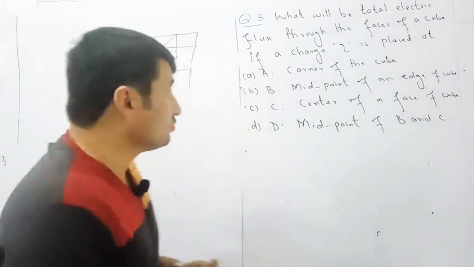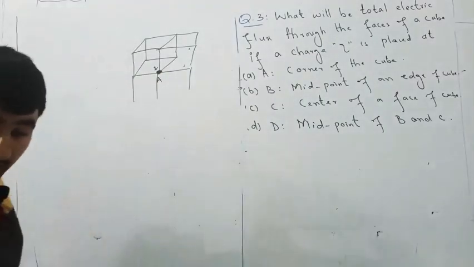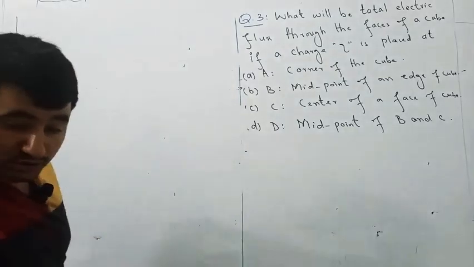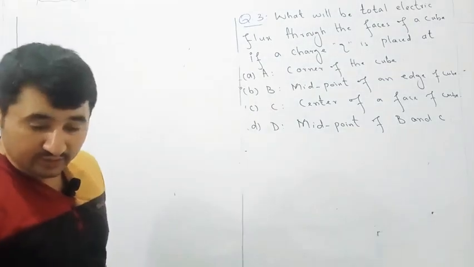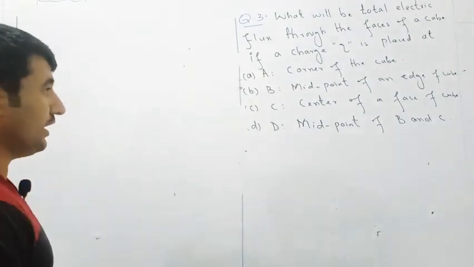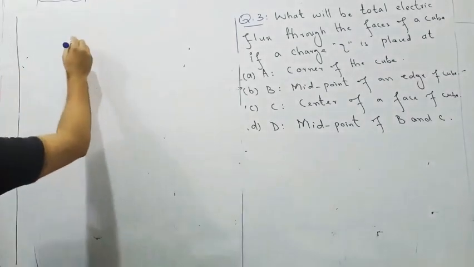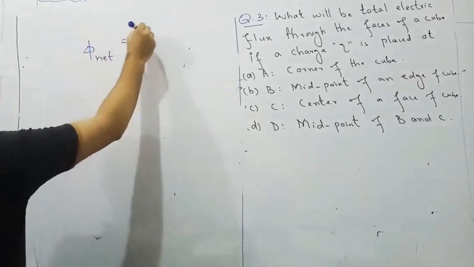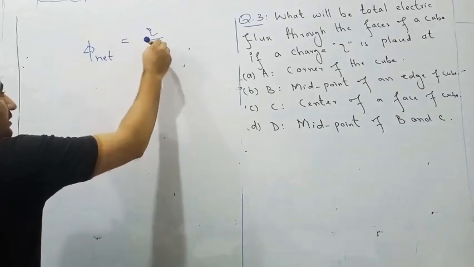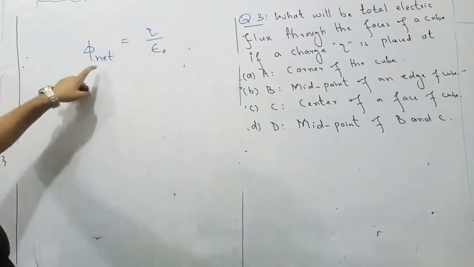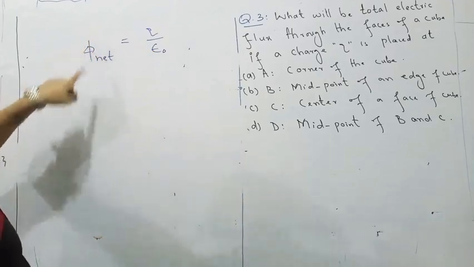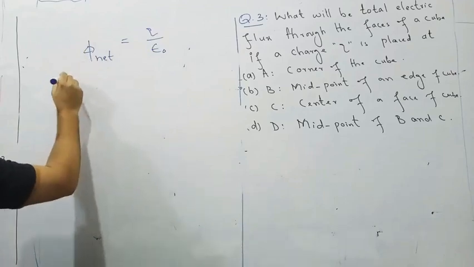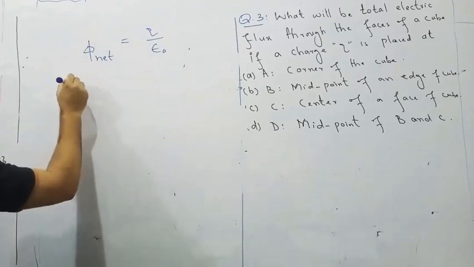So the answer would be, what will the answer be? This charge is enclosed, equally shared in the case of the 8 cubes. So the net electric flux, by Gauss's law, is Q by epsilon naught. So in this case, this net electric flux is equally shared by the 8 cubes. So I would write it very simply.